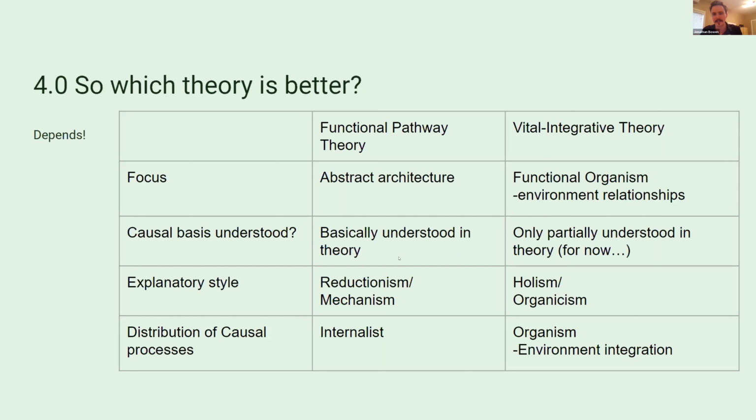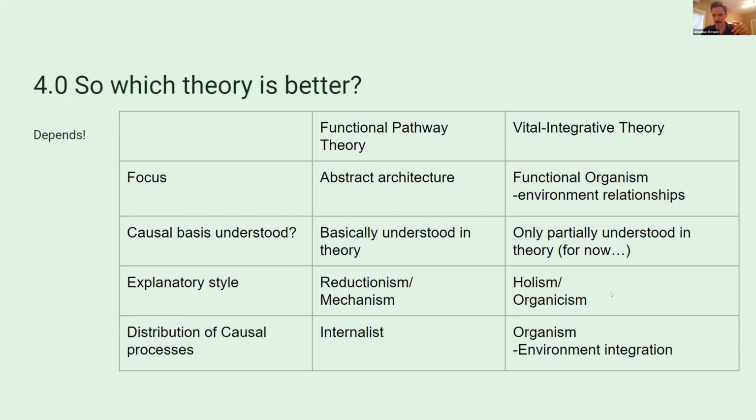Well, on the functional pathway theory, we sort of feel like we understand it in theory. But on the vital integrative theory, there's a lot of work to be done here. What is the causal basis for something which can build up these integrations with its environment? So there's a lot of good work to be done there. For the explanatory style of these two theories, the functional pathway theory is clearly mechanistic, whereas the vital integrative theory, because it's always talking about the organism as a whole and its pattern of life activity as a whole, is kind of a holistic approach, maybe an organicist approach.